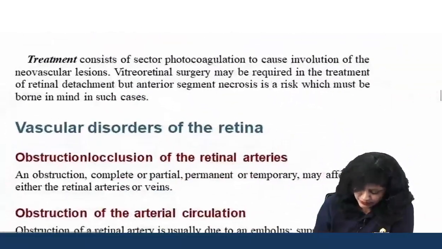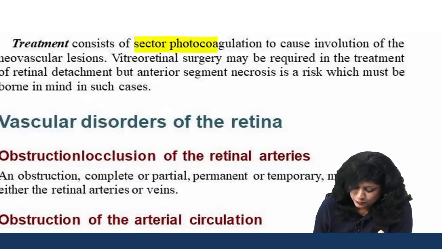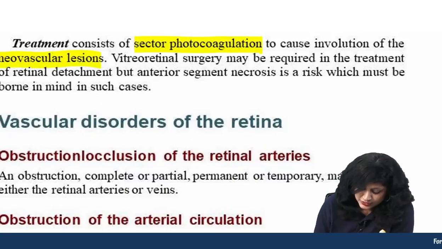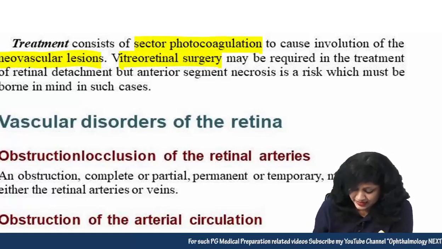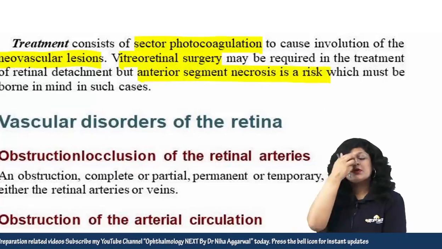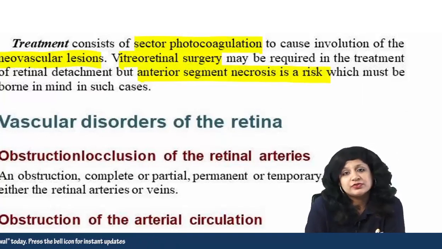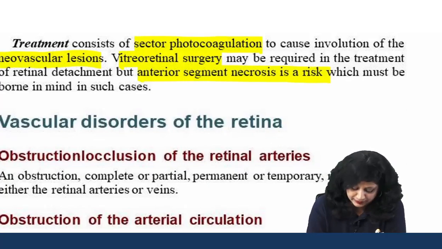Now coming to the treatment. It consists of sector photocoagulation, which causes the involution of the neovascular lesions, and we can also do vitreoretinal surgery because we are having the retinal detachment. But you have the risk of anterior segment necrosis, because here the RBCs are not ready to tackle the stress of the ischemia and the hypoxia. So certainly you can have a problem of that. Otherwise it's a good treatment.